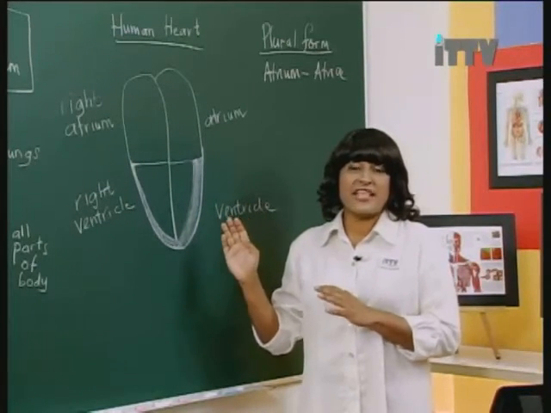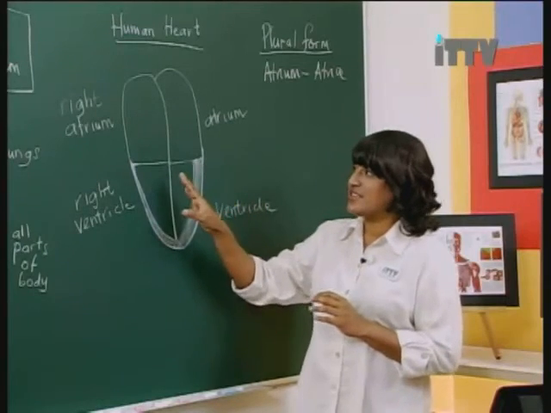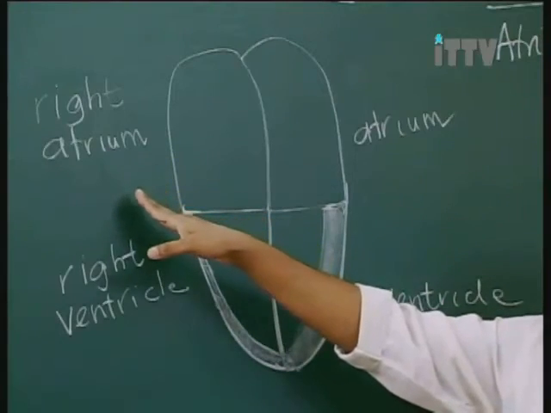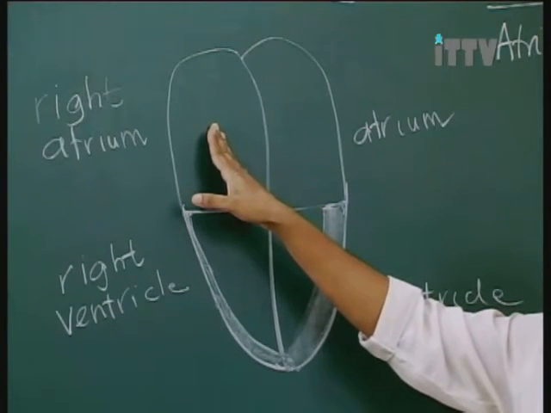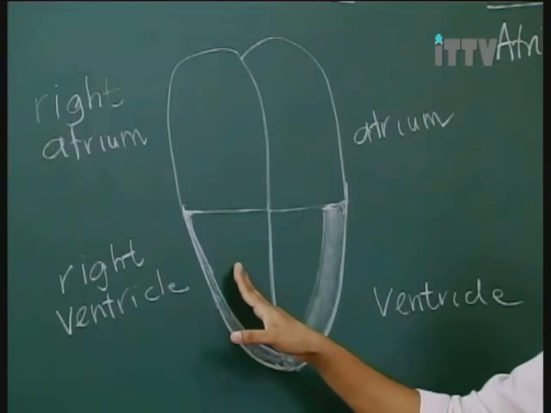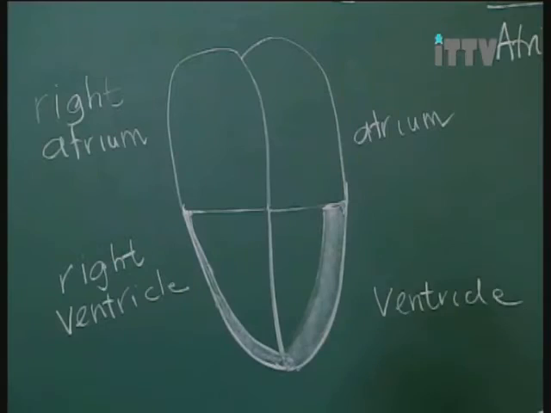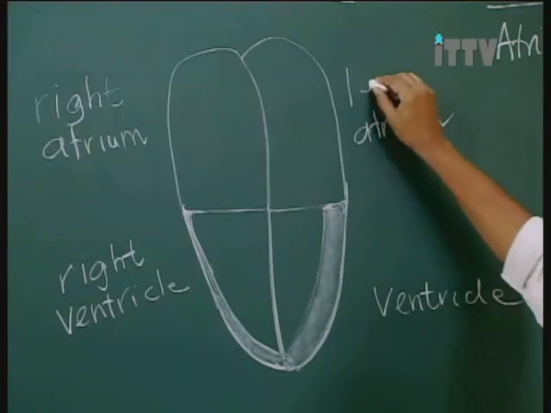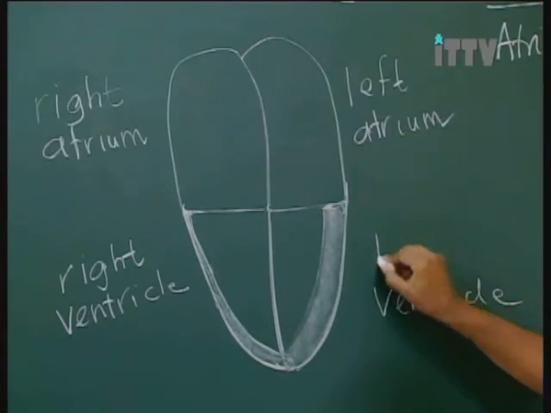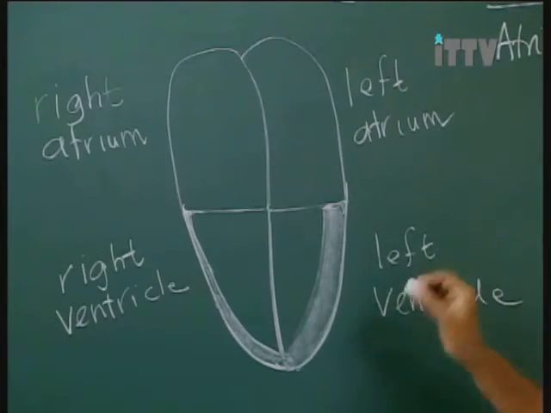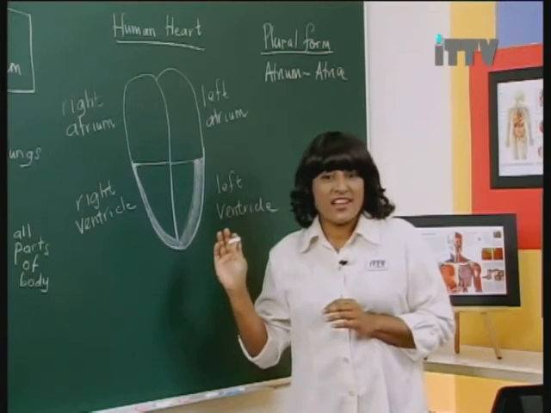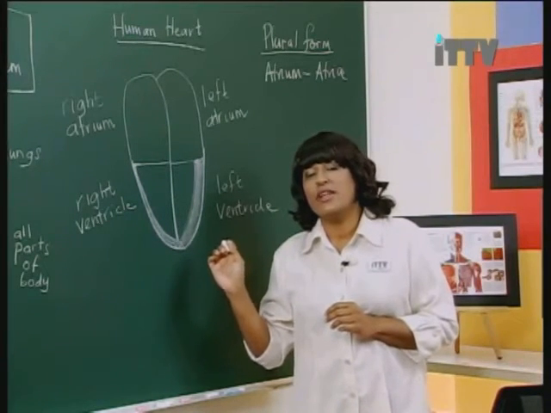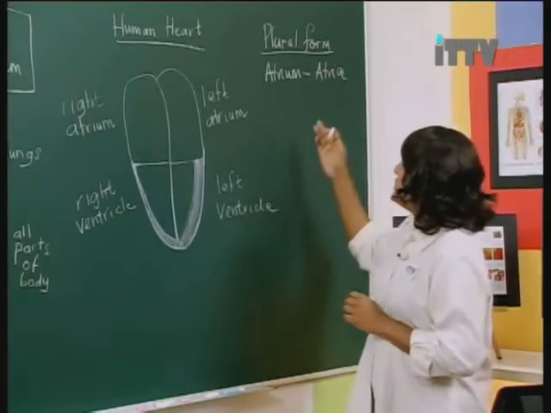The human heart has 4 major quadrants, as labeled here. This is the first quadrant, which is termed the right atrium, and this is the second quadrant, which is termed the right ventricle. This is the left atrium and left ventricle. So there are 2 atria. Why atria? The plural form for the word atrium is atria, as written here.